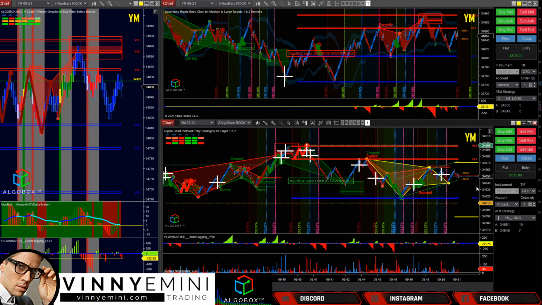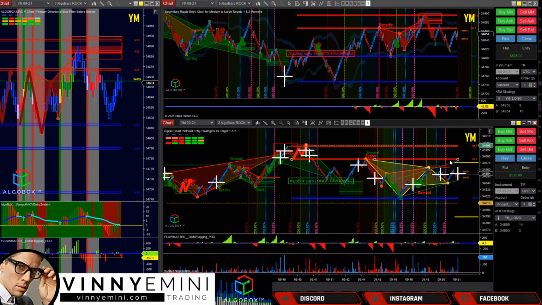Yeesh. Cannot believe that penny picked there. Really thought that was gonna go, especially with ES. So look at what I'm talking about on ES. ES is putting in a harmonic pattern.